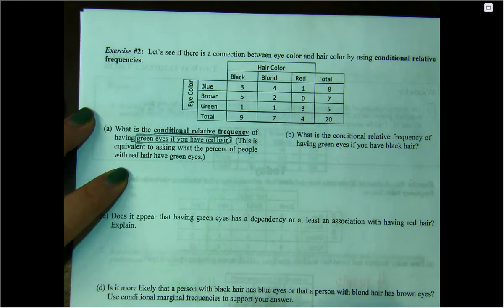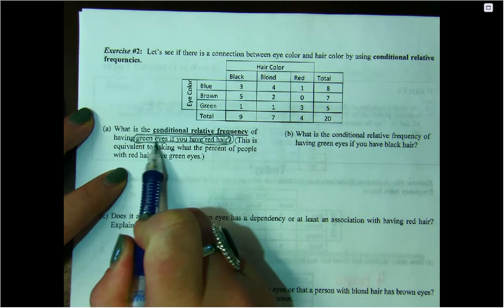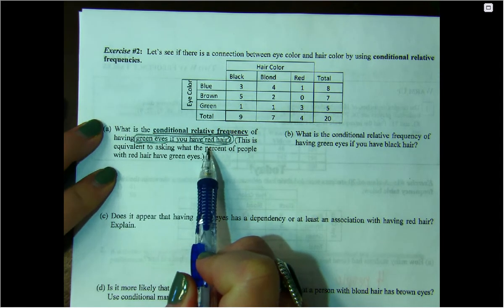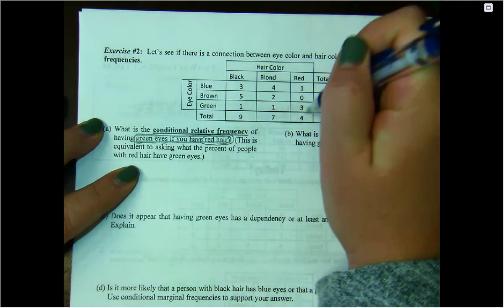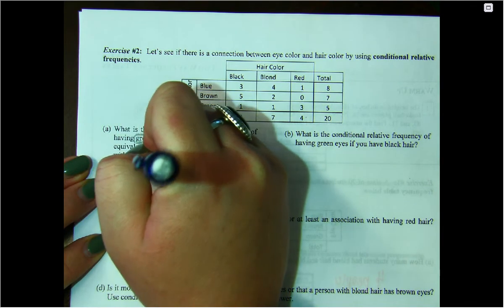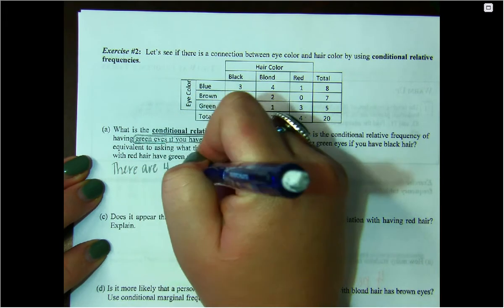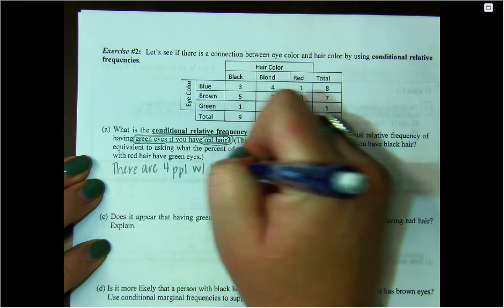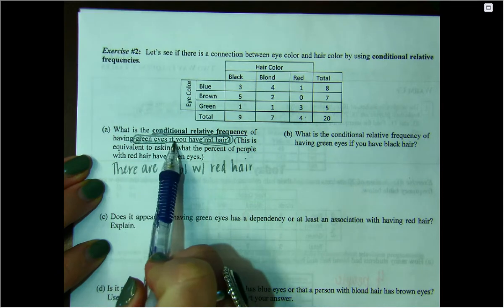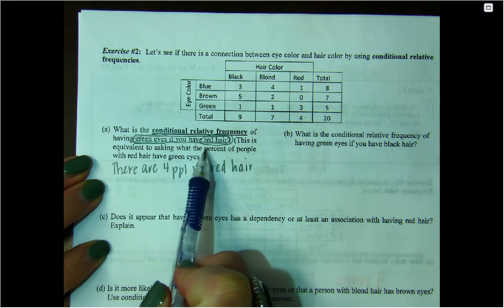So what you're looking at is the total sample of students who have red hair and how many of them have green eyes, okay? So let's look at how many students have red hair, okay? So red-haired students, there are 4. So I'm going to put this in a sentence so it's a little bit more clear for us right away. There are 4 people with red hair. Okay, so green eyes if you have red hair. That means you must have red hair. Okay, so I have to start with the people who have red hair.